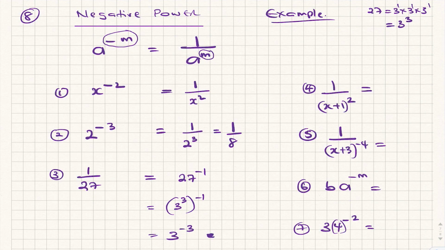Or you could have done it this way. 1 over 3 to the power of 3, because 27 is 3 to the power of 3. And then applying the negative power relationship, you're going to get 3 to the power of minus 3. So much quicker that way. All you need to change is 27 to 3 to the power of 3, and then you get 3 to the power of minus 3.